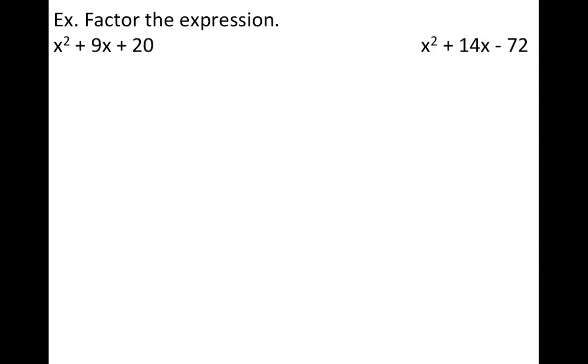For the first one, the factors are x plus 4 and x plus 5. Again, notice how both of your signs are positive. That means both of the signs in your parentheses will be positive. And for the second one, your answer will be x plus 18 and x minus 4. Since the last term is negative, that means one of your terms must be negative. But since our middle term is positive, it means our bigger number must be positive.